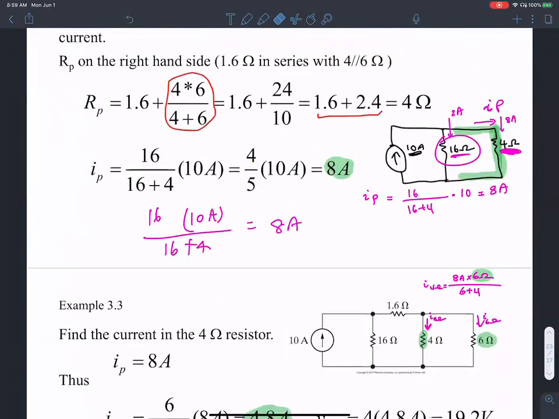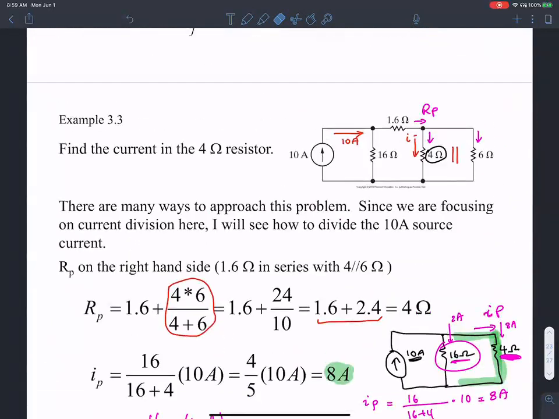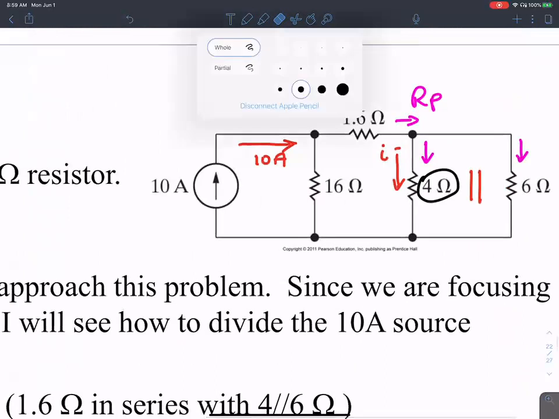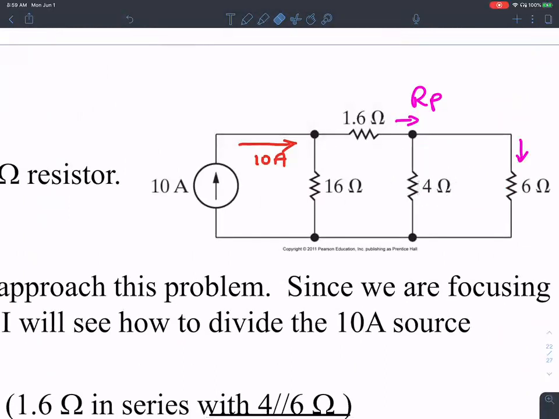Okay, let me go back and quickly review what I have done here. In order to find the current through this resistance, let me eliminate all the annotations here. The question is to find the total current in this resistance.